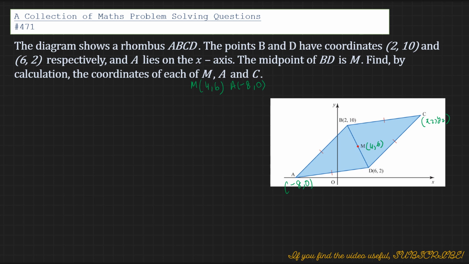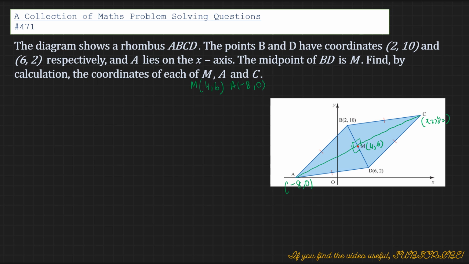So what we can start with is, we know in a rhombus the diagonals are perpendicular, so we can just join AC and it passes through the midpoint M. What happens is we can find the gradient of BD, and the gradient of AC would be perpendicular to the gradient of BD, so that will help us form an equation.